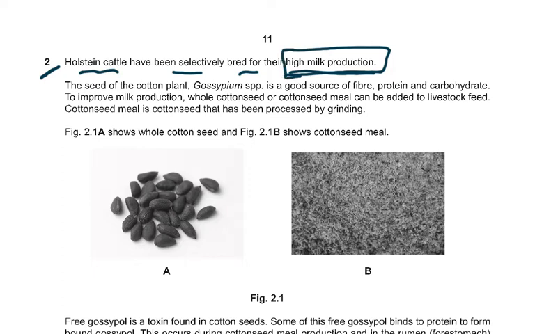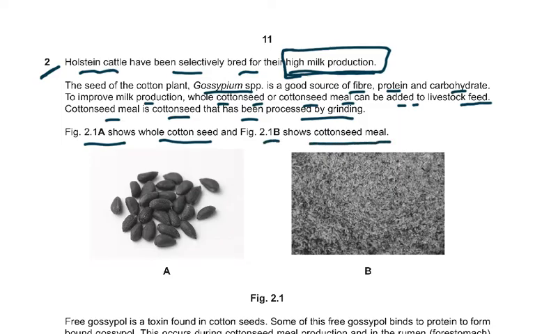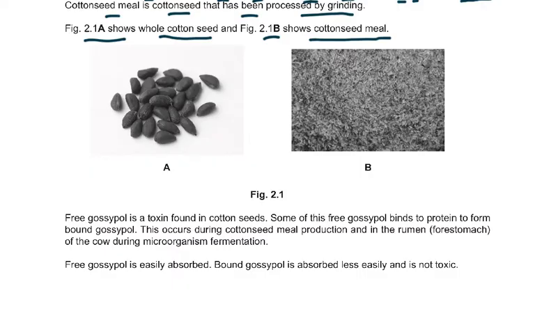The seed of the cotton plant Gossypium spp is a good source of fiber, protein and carbohydrate. To improve milk production, whole cottonseed or cottonseed meal can be added to livestock feed. Cottonseed meal is cottonseed that has been processed by grinding. Figure 2.1a shows the whole cottonseed and 2.1b shows the cottonseed meal. As we read the question, you can see these were the whole seeds, and this was the cottonseed meal, which was ground and crushed, just like a powder.